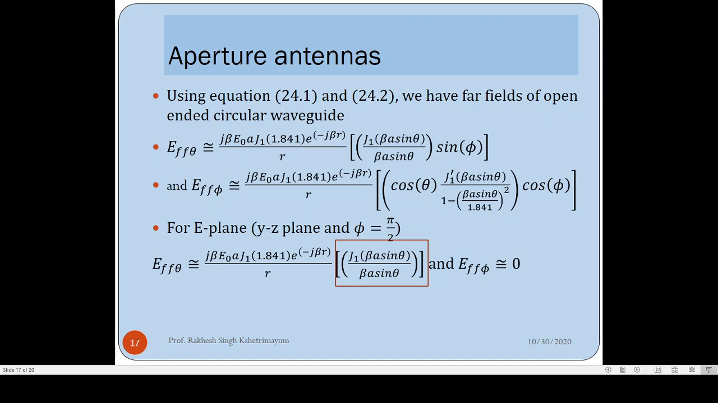We can find out the E-plane and H-plane for this open-ended circular waveguide. Let us assume that the E-plane is the YZ plane, phi equal to pi by 2. In that case, you put phi equal to pi by 2, this term will become 0, this term will become 0, this one term will become 1 and this term will become 0. We'll have only the theta component, this expression. And you can see that the main contribution in the radiation pattern for the E-plane of the aperture antenna, which is the open-ended circular waveguide, is Bessel's function J1 with the argument beta a sin theta, and the phi component is 0.